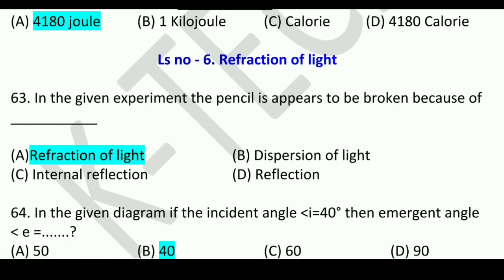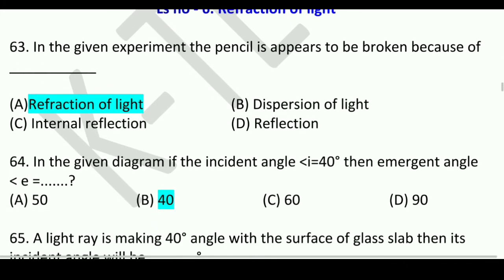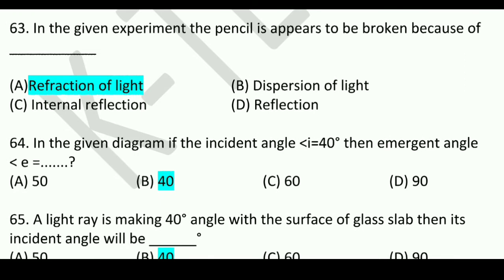We will move to the next lesson, that is lesson number 6, refraction of light. In the given experiment, the pencil appears to be broken because of dash. So, have you seen this, children? When you put a pencil in a glass of water, we can observe that the pencil is broken. So, why does this happen? Because of refraction of light.